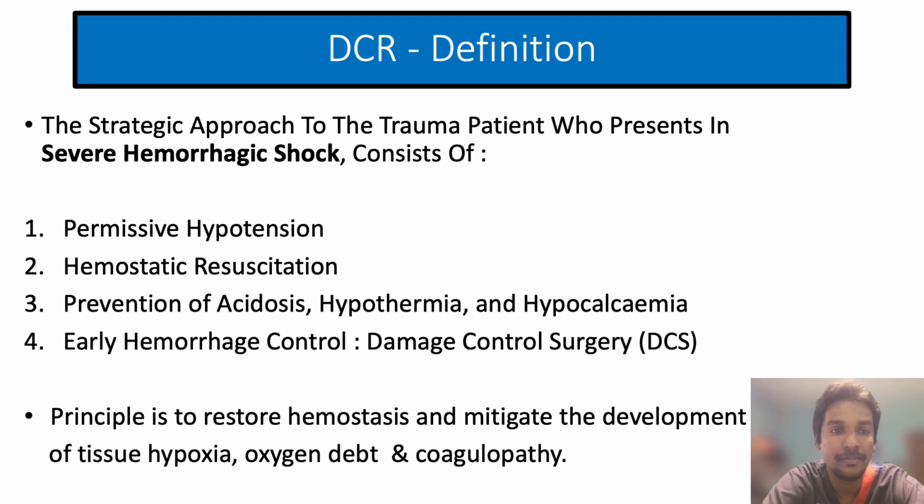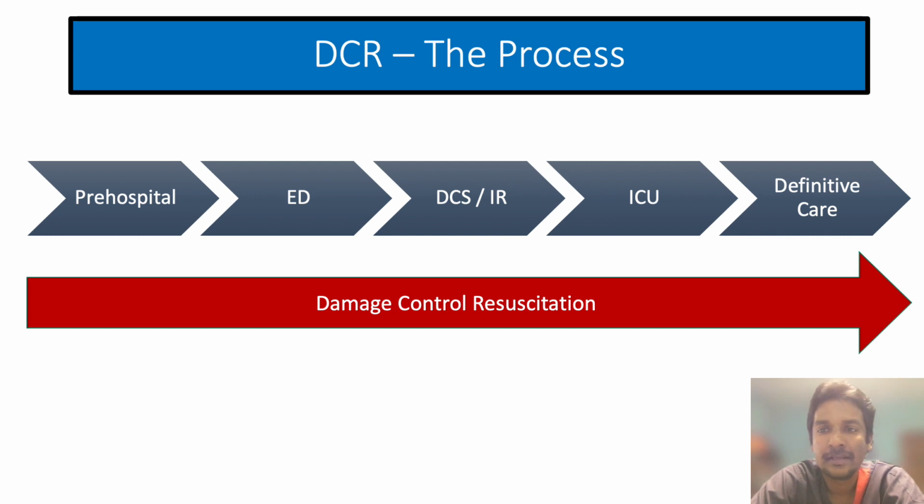The third component is prevention of acidosis, hypothermia, and hypocalcemia. And last but not least is early hemorrhage control, which is achieved through damage control surgery. The principle of DCR is to restore hemostasis and mitigate the development of tissue hypoxia, oxygen debt, and coagulopathy. DCR is a structured intervention that begins immediately after initial assessment in the pre-hospital environment itself, and it progresses through ED and then to OT or IR suite, followed by ICU and finally definitive care.